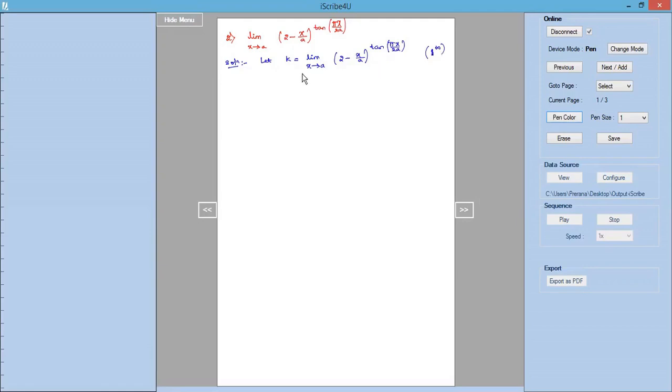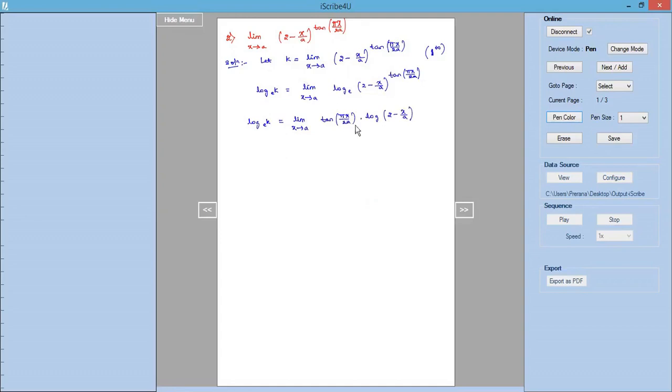We will take log on both sides, the natural logarithm. So log k to the base e is equal to limit as x tends to a, log of 2 minus x divided by a, tan of pi x by 2a in the power. So again it is of the form log m power n. So we can write it down as n log m. So it is tan of pi into x divided by 2a into log of 2 minus x by a.